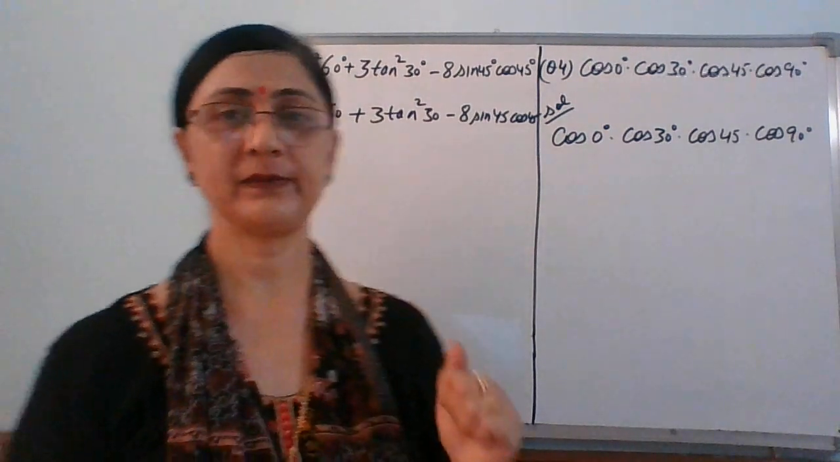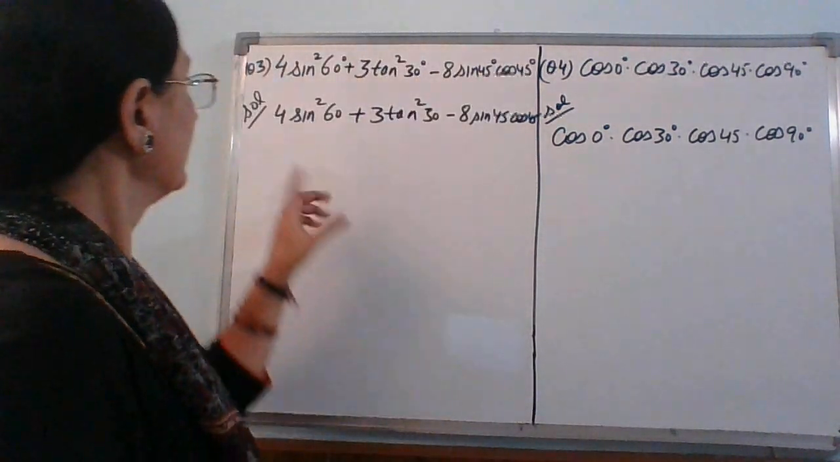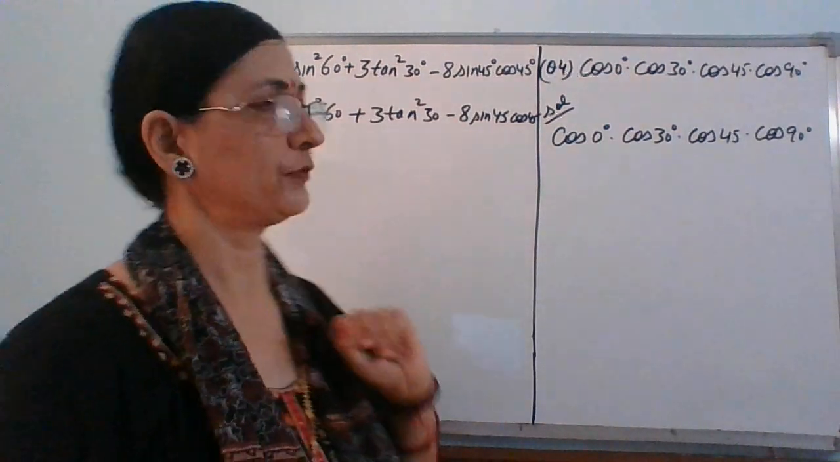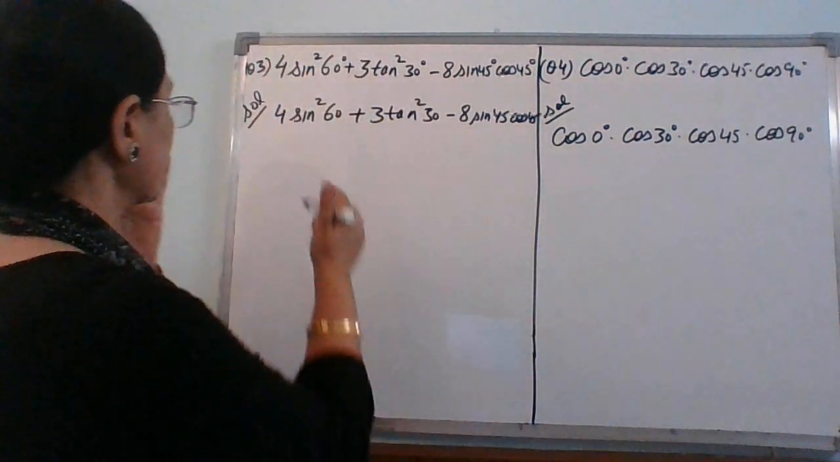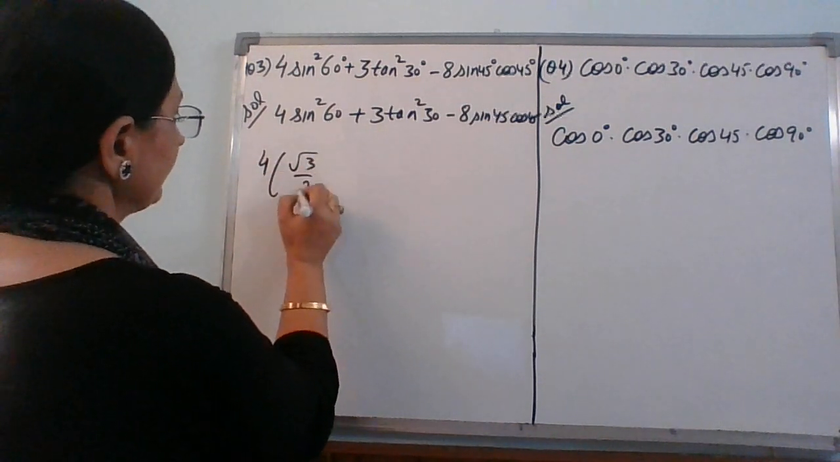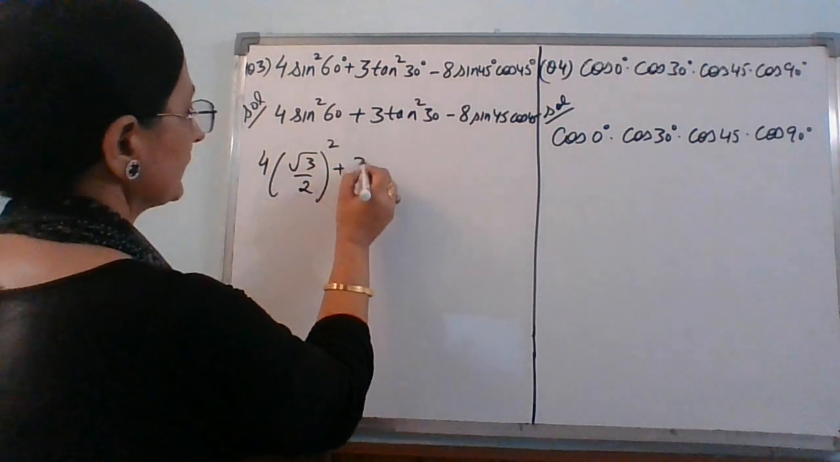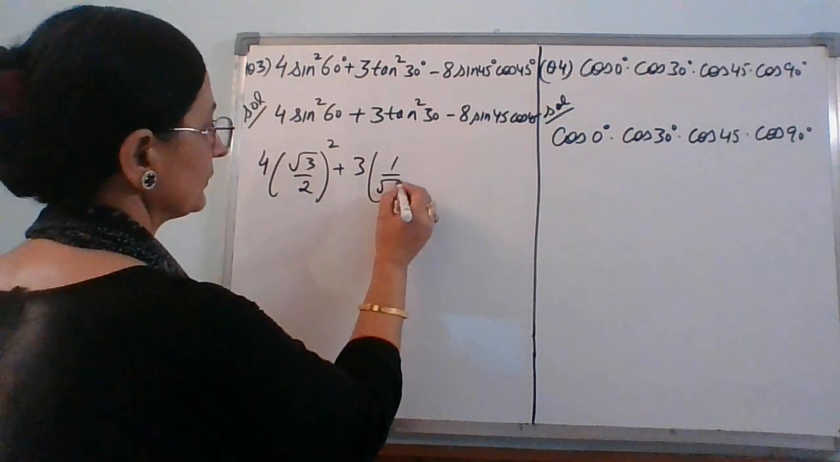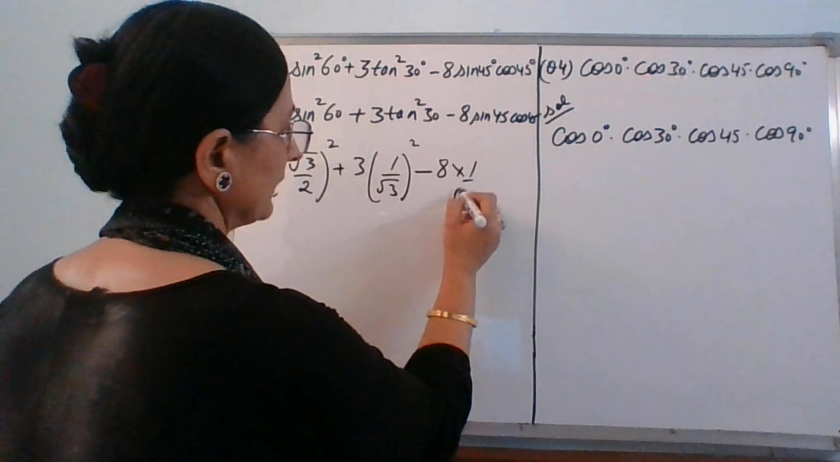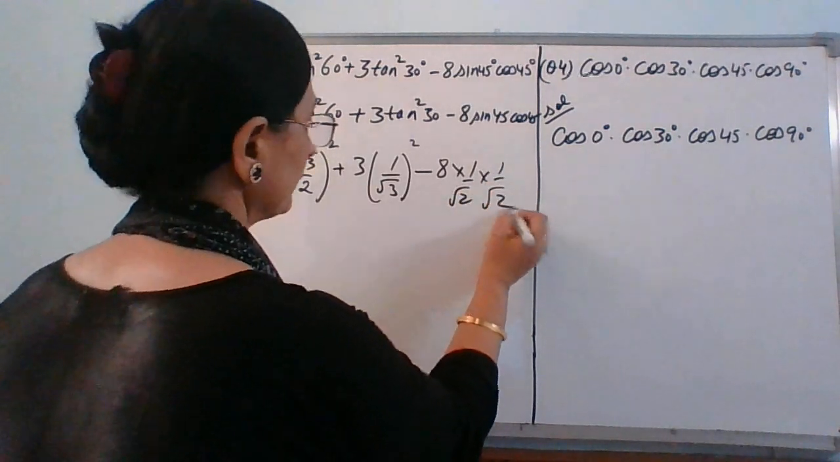Okay, students, now we'll be doing these questions, right? 4 sin square 60 plus 3 tan square 30 minus 8 sin 45 into cos 45. So we have to substitute the values. Value of sin 60 is root 3 by 2. We have to square that. 3 tan 30 is 1 by root 3. We have to square that. 8 into sin 45 is 1 by root 2. Cos 45 is 1 by root 2.